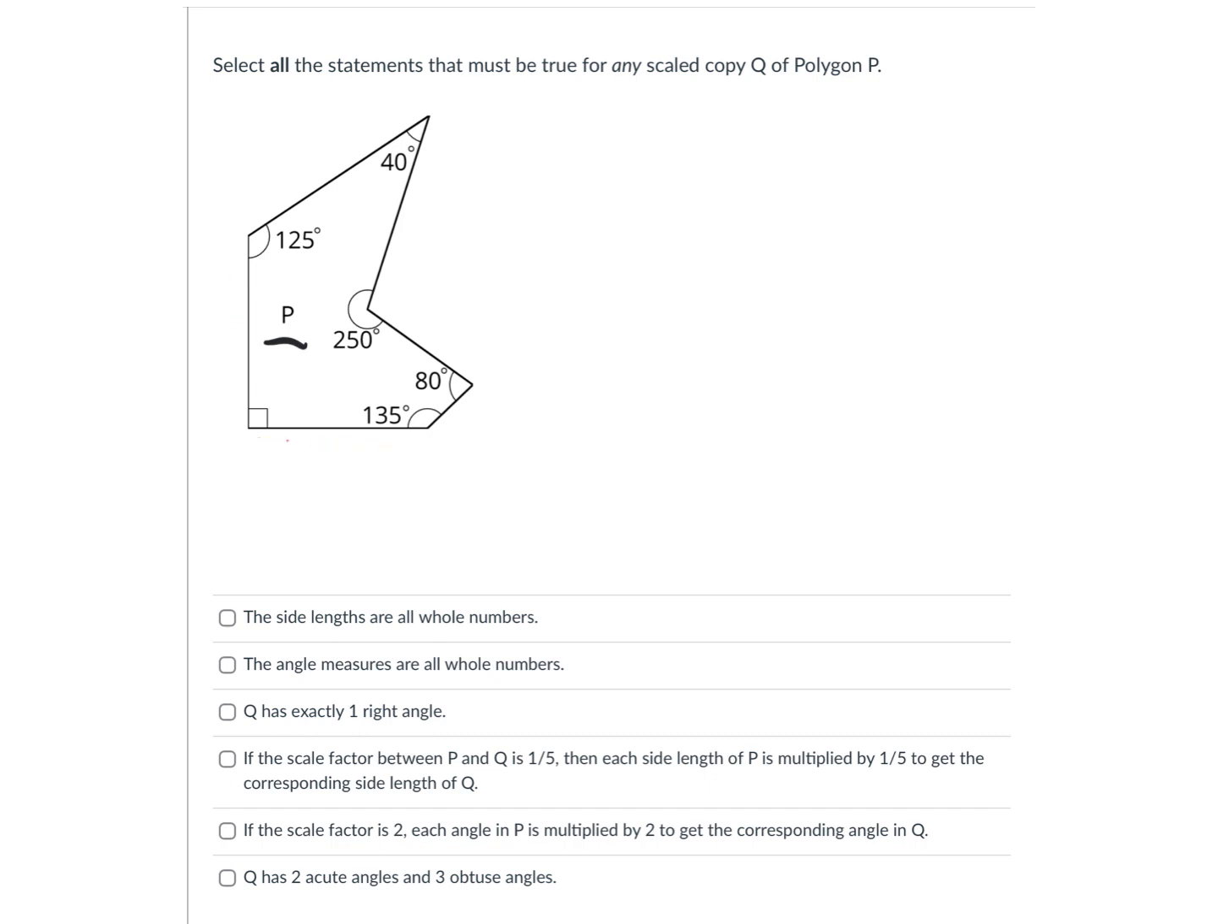All right, the angle measures are whole numbers. Well, if we look at all the angle measures here, they are all whole numbers. There's no decimals here, so the angle measures, remember, angle measures are the same. So the angle measures are all whole numbers is true.